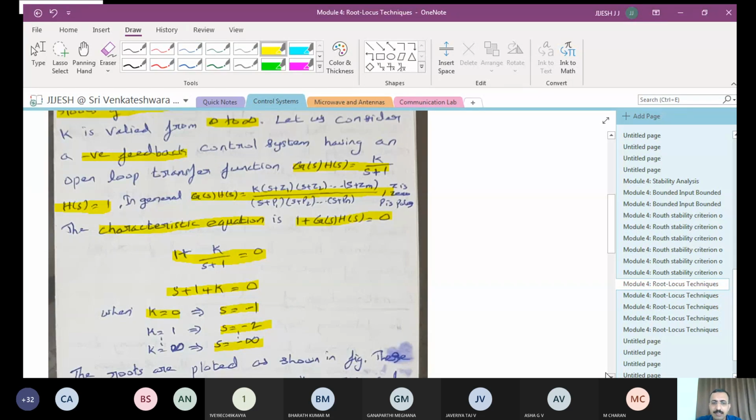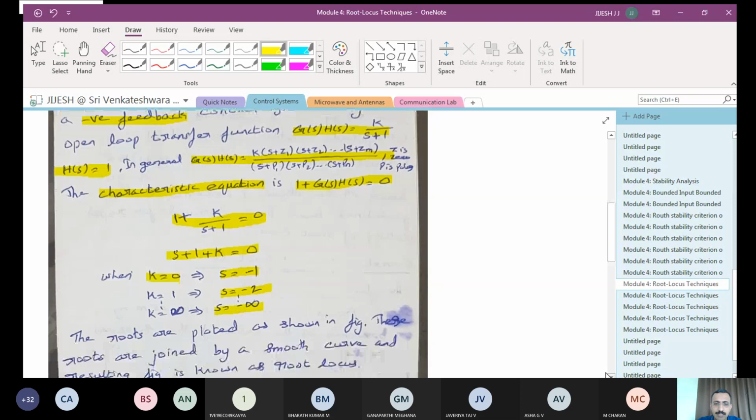So when k is equal to 0, 1 and infinity, you got s is equal to minus 1, minus 2 and minus infinity. We have taken the function g of s h of s is equal to k divided by s plus 1. We have used the characteristic equation 1 plus g of s h of s is equal to 0 and we got s. When you substitute g of s h of s as k divided by s plus 1, you got s plus 1 plus k is equal to 0. For different values of k, you got different values of s, that is s is equal to minus 1, minus 2 and so on, up to minus infinity. So all of you might have completed that.